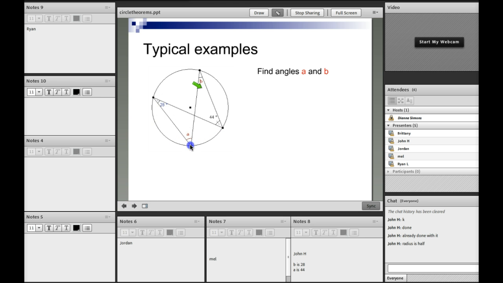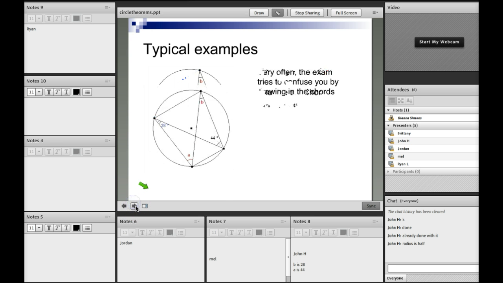(28°). Remember, because we have this chord here, any angle that's subtended like that is going to be the same. Okay. So what if we have a chord at the other end? If this angle is 44, what's angle A? 44. Very good. Yes, John, you are right.